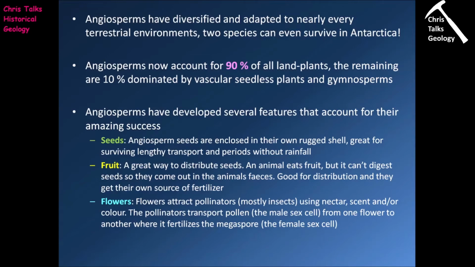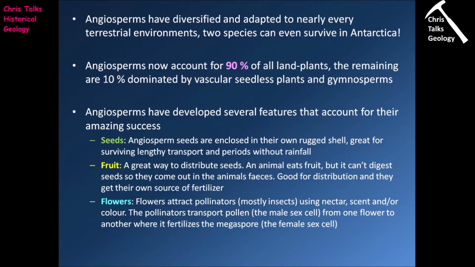Now, another great step forward that angiosperms have is the production of fruit, and fruit is an absolutely brilliant way to distribute seeds. So the entire point of a fruit is that it will tempt an animal to eat it. And so, of course, the animal is going to eat the fruit, but the animal's obviously going to digest the parts of the fruit that it can.